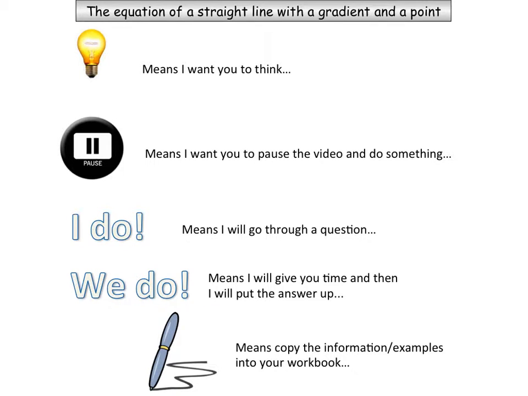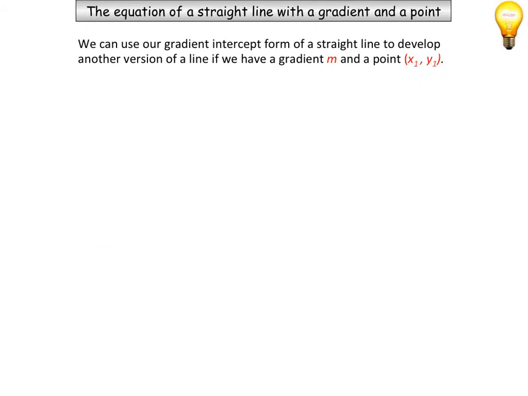In this video we'll explore how to find out the equation of a straight line if we have a gradient and one point. We can use our gradient intercept form of a straight line, y equals mx plus b, and we'll actually use the gradient and a single point.